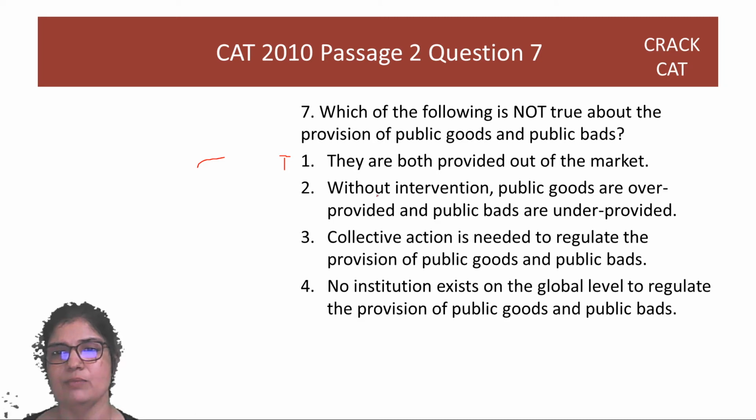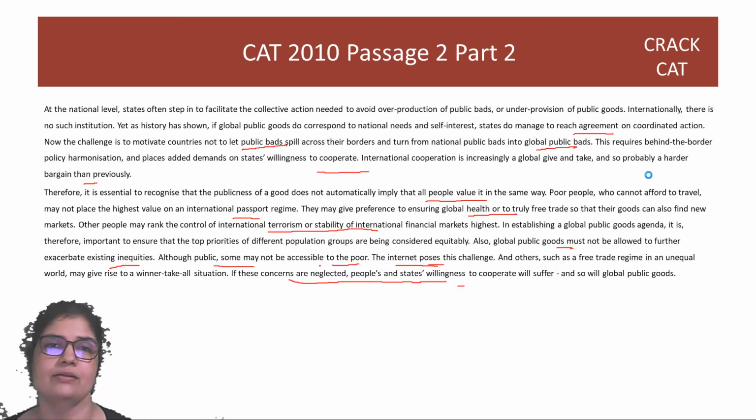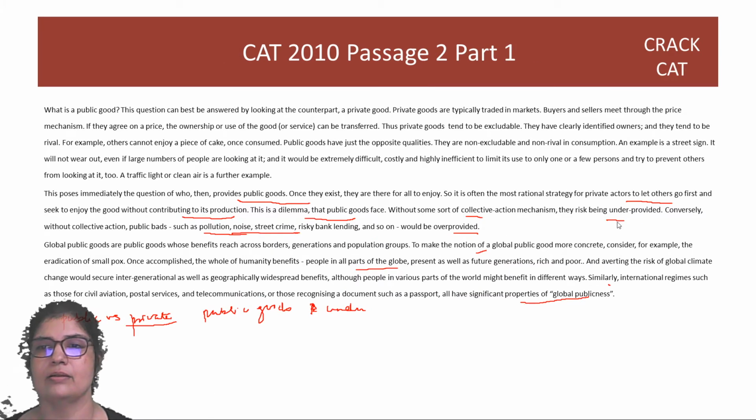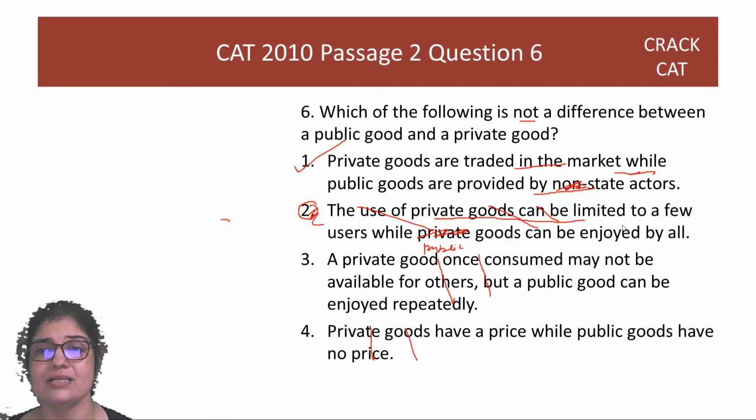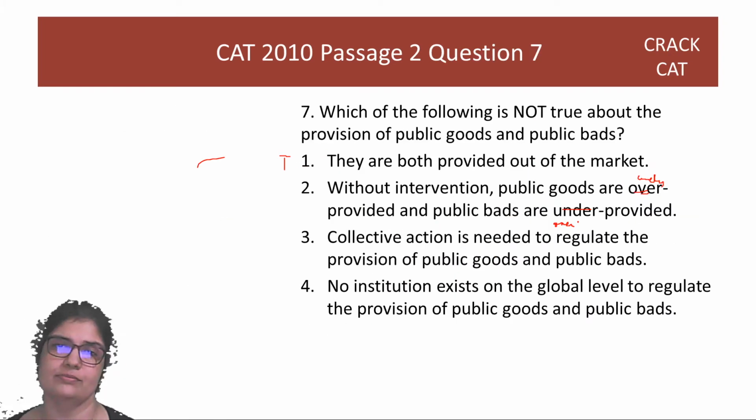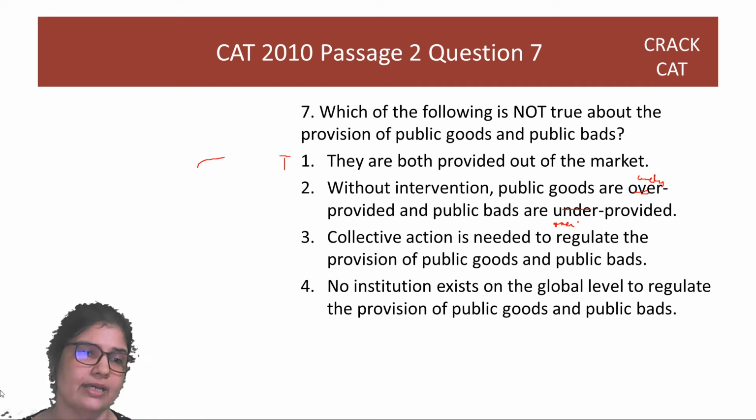Without intervention, public goods are under-provided, guys. And the bads are over-provided. यह तो बताया गया है ना कि pollution बढ़ जाता है if there is no intervention. And public goods are, so if you just see here, correct? Without some sort of intervention, public goods risk being under-provided. So this is clearly wrong. Correct? It goes against what the passage says.